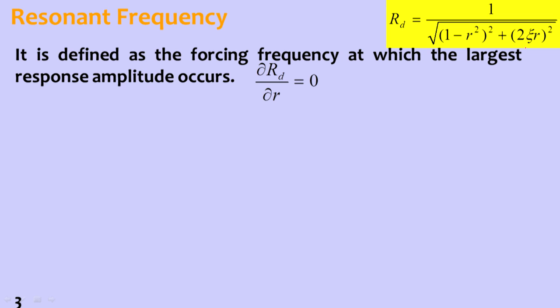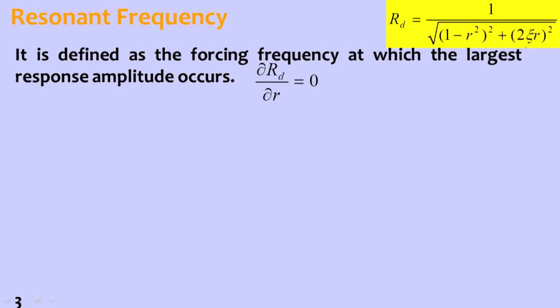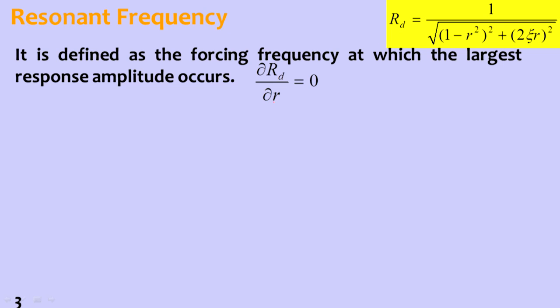Resonant frequency is defined as the forcing frequency at which the largest response amplitude occurs. Here we have three responses: displacement, velocity, and acceleration. Let us look at when the displacement response becomes maximum, at the resonating frequency. For that we need to differentiate with respect to R, because RD is a function of R. So, dRD by dR is equal to 0, since the first derivative should be 0 to get the maximum value.